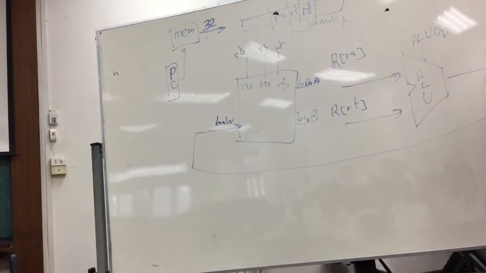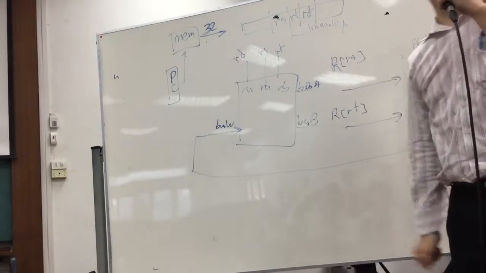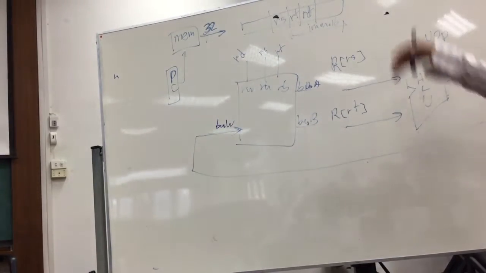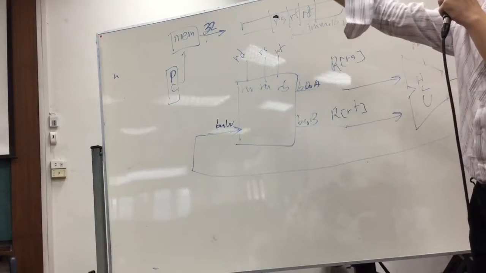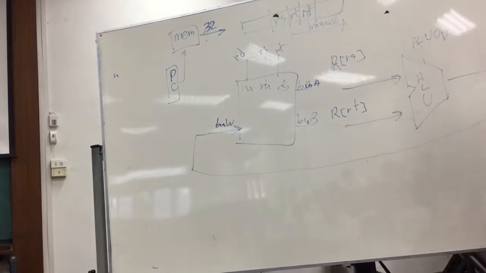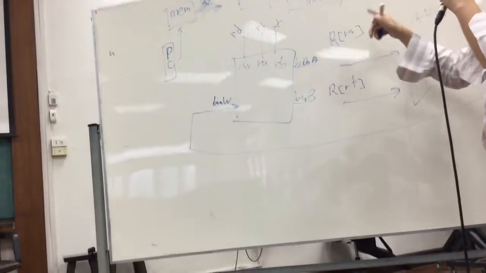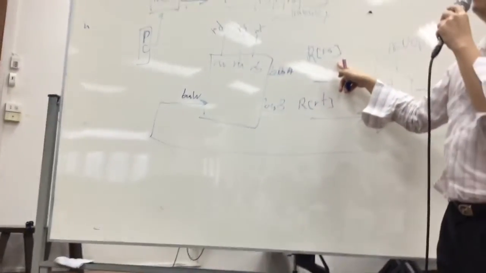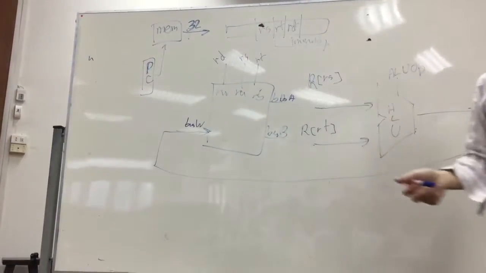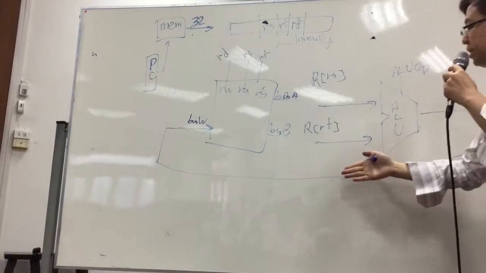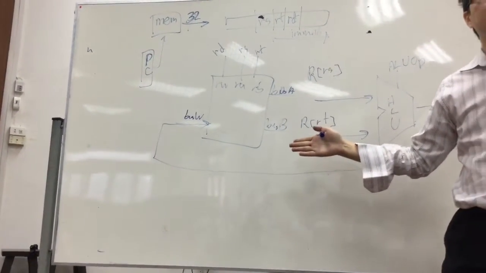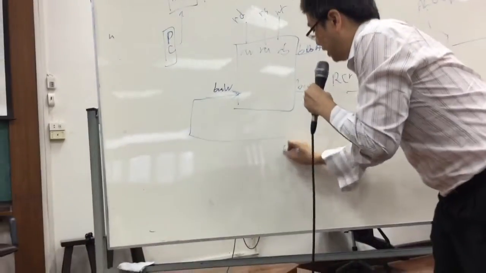Okay, now we got the first two instructions. Let's try the next instruction, which is OR. The OR instruction says we want RRS OR with zero-extended immediate. We don't have zero-extended immediate yet. So what do we need? We need an extender.